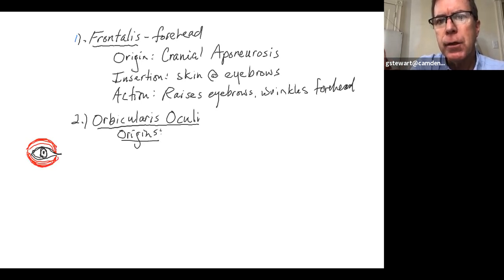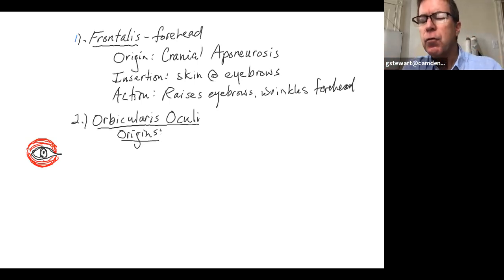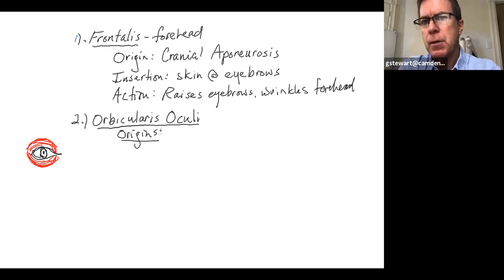And on all circular muscles that I'm aware of anyway, the origin is around the outside of the circle. The insertion is around the inside of the circle. So if you remember that, it'll help you remember where the origins and insertions are. So around the outside of this circle is, on the top, the frontal bone, the forehead bone, and around the bottom of the circle is the maxilla. So the origins are, I'm just going to write, frontal, comma, maxilla.